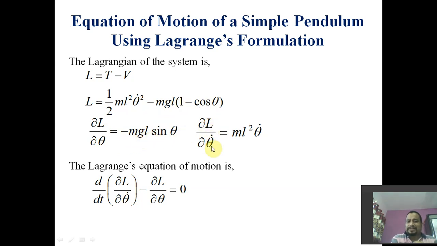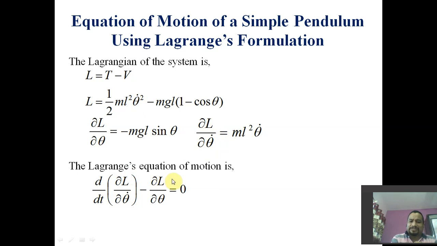Then ∂L/∂θ̇. If we take the derivative of this L with respect to theta dot, we get 1/2 ml², and the derivative of theta dot squared is 2 theta dot, and therefore the 2 gets cancelled and we get ml² θ̇. This is ∂L/∂θ̇.